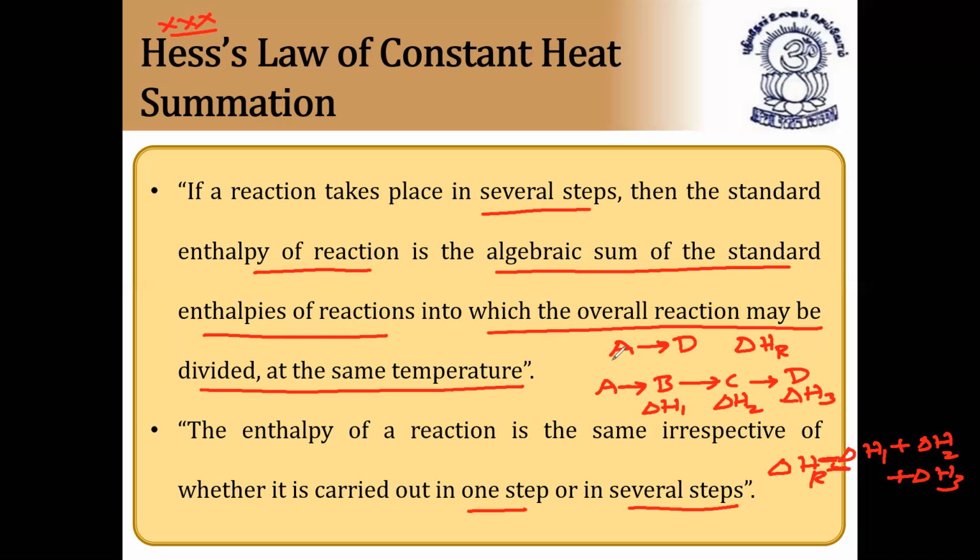For example, let us take conversion of A to D. So the standard enthalpy of the reaction is delta H degree R. Delta H degree R is equal to delta H1 degree plus delta H2 degree plus delta H3 degree. That is standard heat of reaction of first reaction, that is A to B. Then heat of reaction of second reaction, that is B to C. Then third, C to D. Because A changes to D, it should take all the steps into consideration, whether it is taking one step or several steps. I hope it is clear. Next.